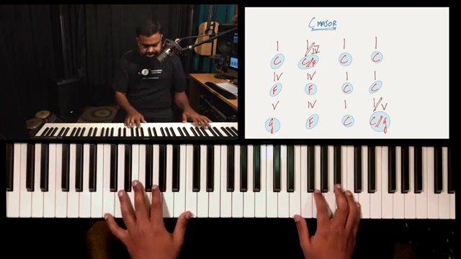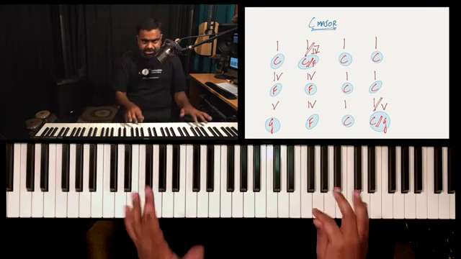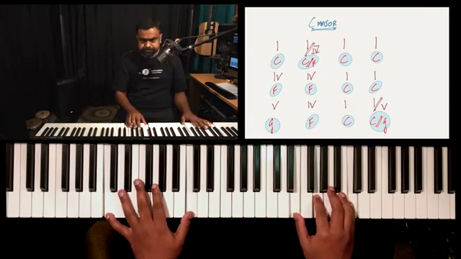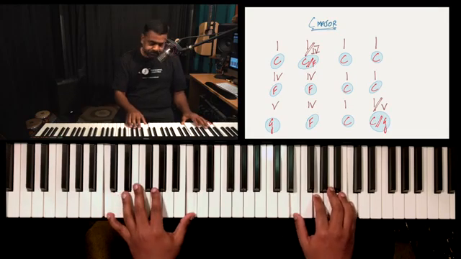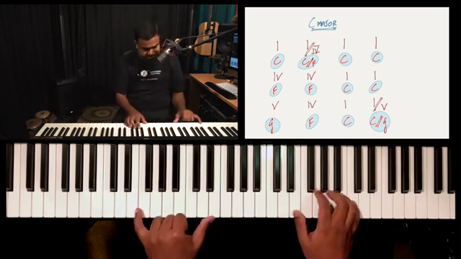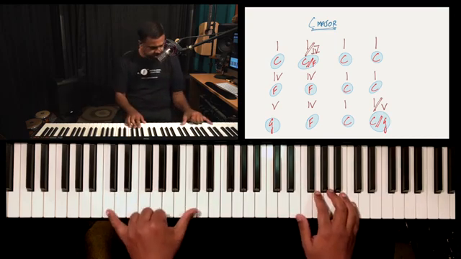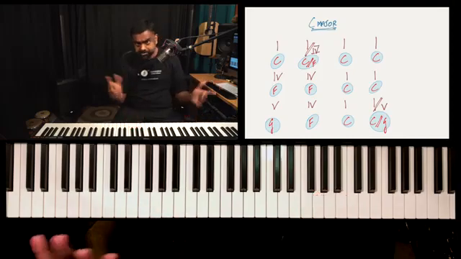Okay, let's get that going again. Let's do only C major first. C major, second bar, C major, third bar, C major, fourth bar, and then the next line comes, which I'm going to share with you shortly. And also note, I'm playing the root of the chord in the left hand, or the name of the chord.